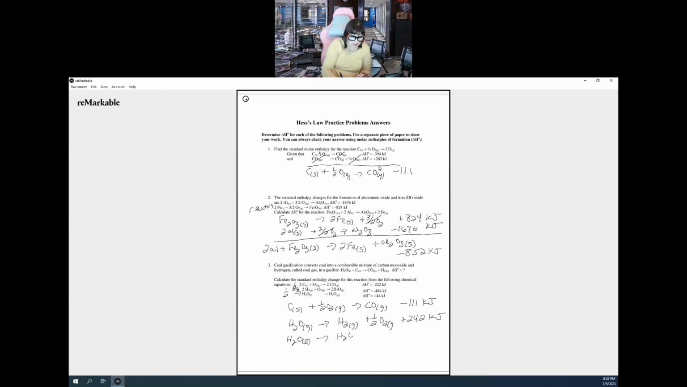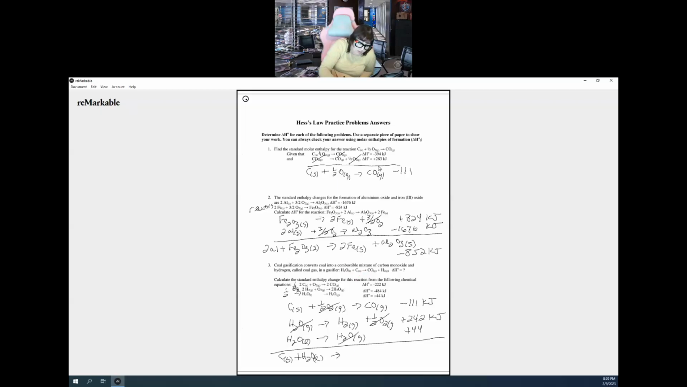So H2O gas. And this again is positive 4. So if I add all this together, I should get exactly what I'm looking for. So C solid. The H2O gas cancels with the H2O gas plus H2O liquid. And then my half an O2 cancels with my half an O2. So that's what I wanted here. Those are my two reactants.